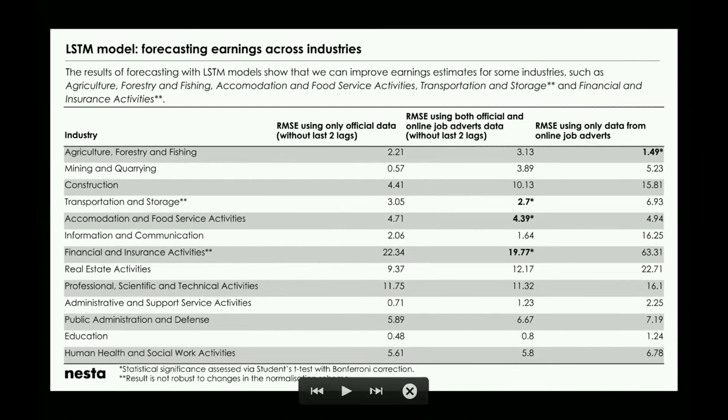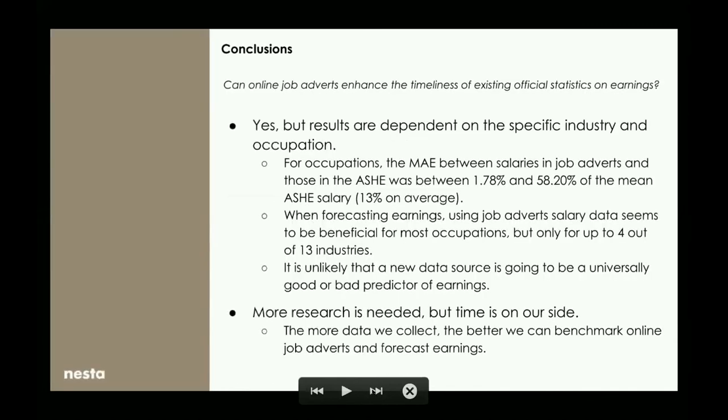I can see I'm 1 minute over time, but let me take a tiny bit more time to conclude. Our question was, can we enhance the timeliness of existing official statistics using job adverts?